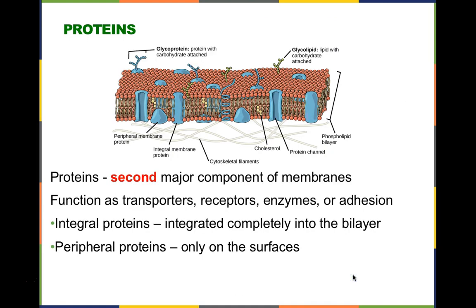Proteins are the second major component of membranes. They can function in many types of ways: transporters, receptors, enzymes, adhesion or attachment structures from one cell to another. And we have two general categories of proteins that are found associated with membranes. Some of them are integral proteins. They're what we call integrated completely throughout the bilayer structure. We can also have peripheral proteins that are only found on the surface of the cell.